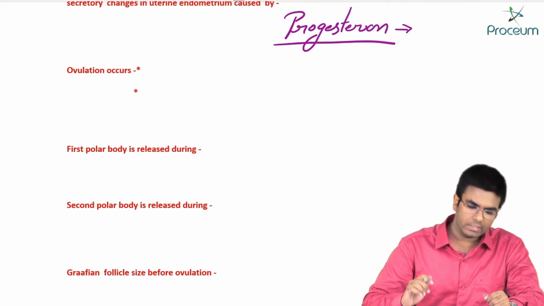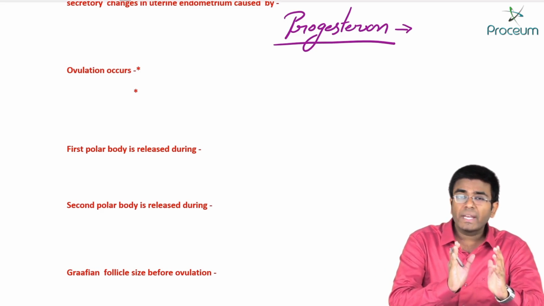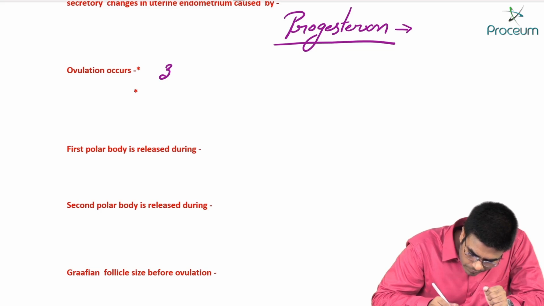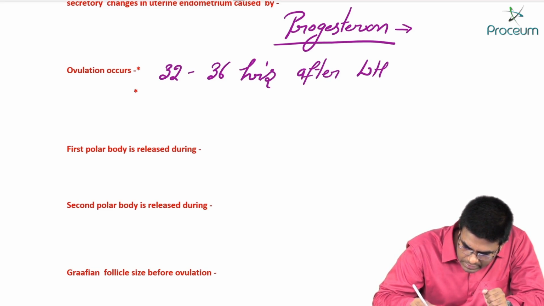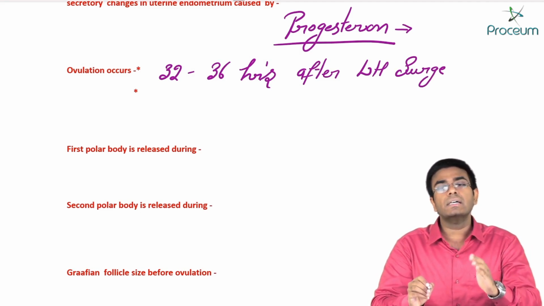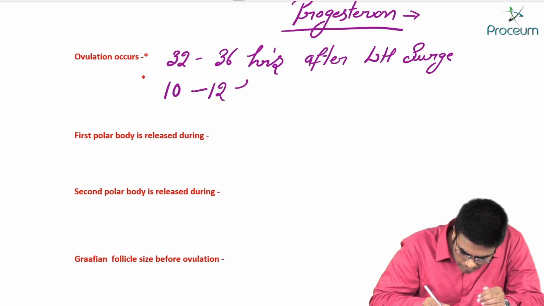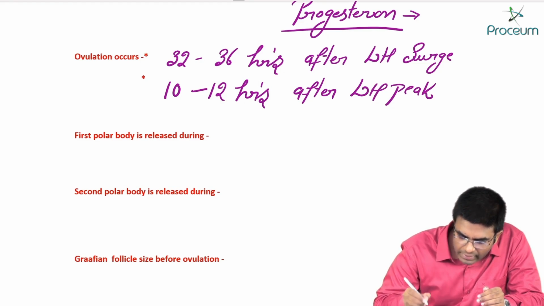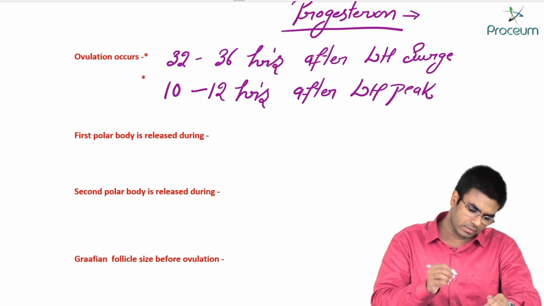Now, ovulation occurs. We know that ovulation usually occurs on the 14th day of the cycle, but in what aspect am I talking? I am talking in terms of the LH surge. See, ovulation occurs 32 to 36 hours after the LH surge. So after the initiation of the LH surge, it takes 32 to 36 hours for ovulation to happen, or 10 to 12 hours after the LH peak. After attaining high levels of LH, that is the LH peak, it takes almost 10 to 12 hours for ovulation to happen.